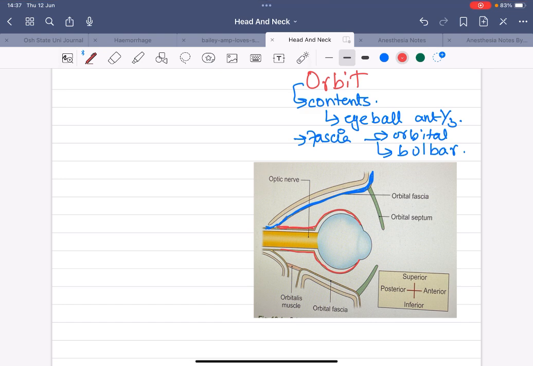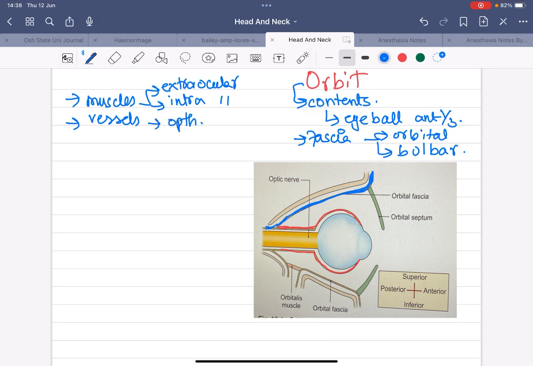Number three, the contents of the orbit are the muscles. It can be extraocular muscles and intraocular muscles. Then there are some vessels present here, that is your ophthalmic artery, superior and inferior ophthalmic veins, and the lymphatics also.